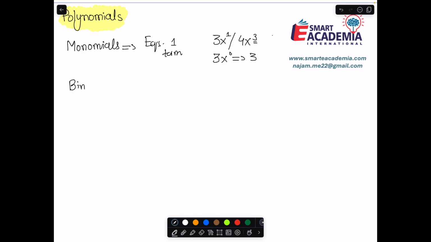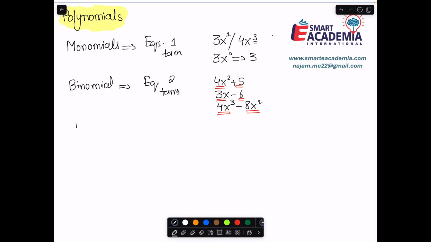We can also have a binomial. A binomial is a polynomial with two terms. For instance, 4x squared plus 5, or 3x minus 6, or in certain terms 4x cubed minus 8. Or even x squared plus something. This is also a binomial. The point is that it must have only two terms in the expression.